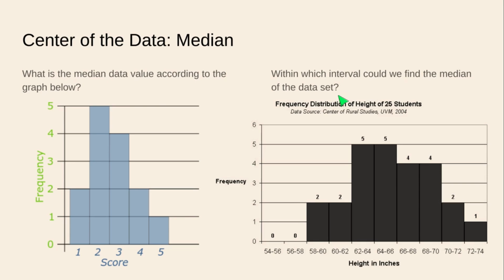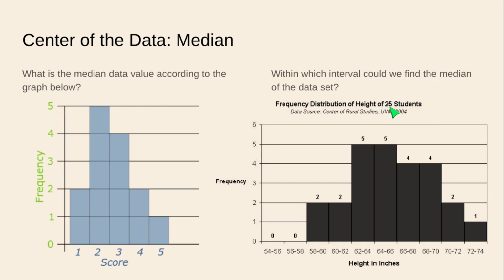Some of you may have counted each of these bars, but if you were looking carefully and wanted to know how many total students there were, the problem says as much: 25 students. So this is a frequency distribution for the height of 25 students.